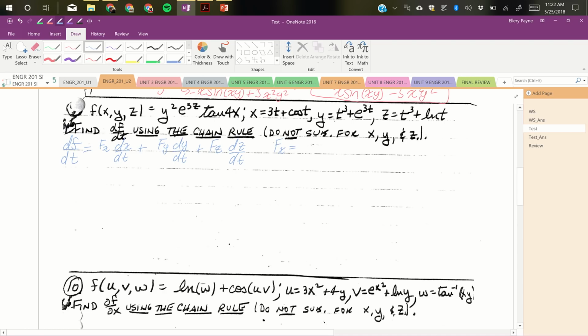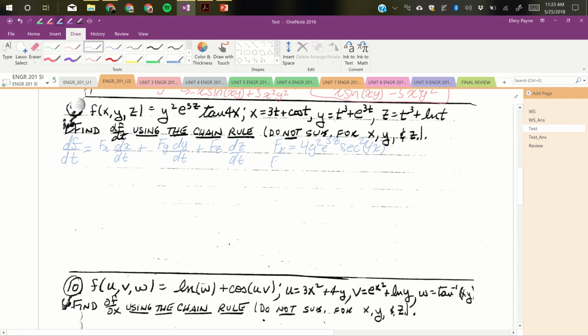So fx is, of course, the partial of f with respect to x. So here we have our tangent 4x, and we're holding the y squared e to the 3z constant. So I'm going to write that down: y squared e to the 3z, it's like our coefficient. Now times the inside of tangent, the 4x. The derivative of 4x with respect to x is 4, so I'll have 4 on the outside. Now times the derivative of tangent, and if you remember from Calc 2, which I hope you do, it's only been a few weeks, the derivative of tangent is secant squared, and then 4x.